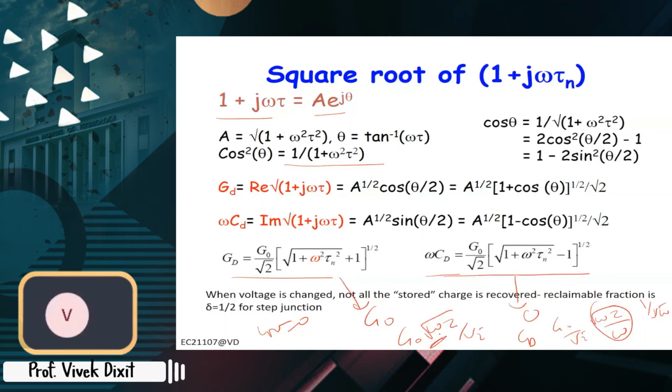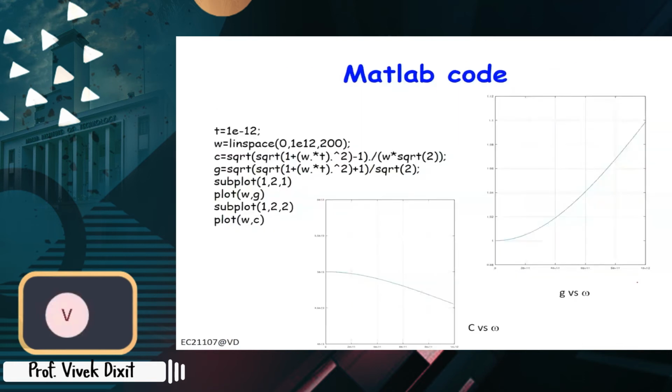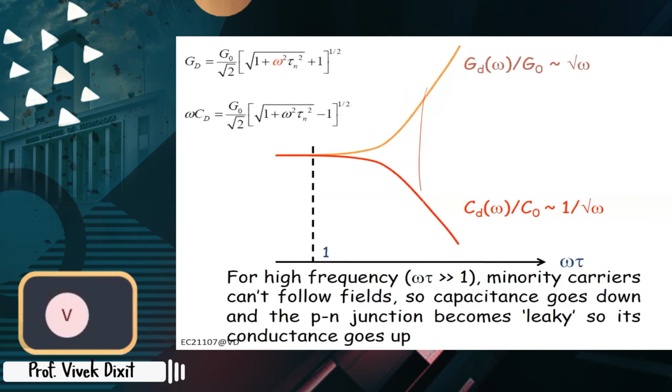So you can write a simple code here to plot the two curves. Your G is basically increasing with frequency and C is decreasing as a square root. And that gives basically your parameter dependence on the frequency. So this is the plot, and at high frequency we call this PN junction leaky because its conductance goes up.